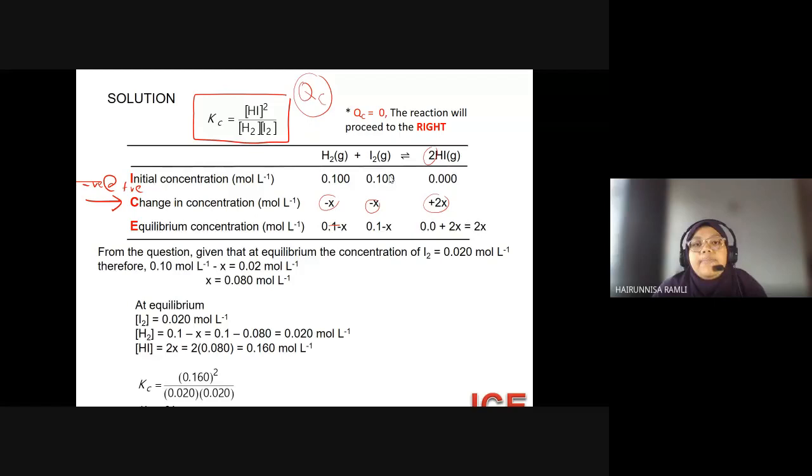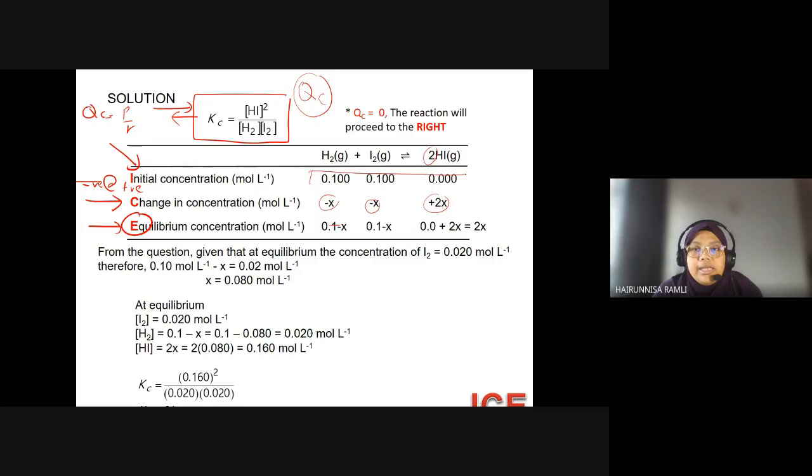Okay, how to calculate Qc? Okay, again, sama je kan. Sama je dia punya expression. So Qc is also equals to product over reactant. Product over reactant, sama lah macam yang belah sini kan, sama. Cuma value dia kita nak ambil yang mana? Kalau Kc, kita ambil value dekat equilibrium. How about Qc? Qc, we will take the value at initial concentration. In this case lah. Okay, so you akan ambil value yang mana? Yang ini. So, product over reactant.